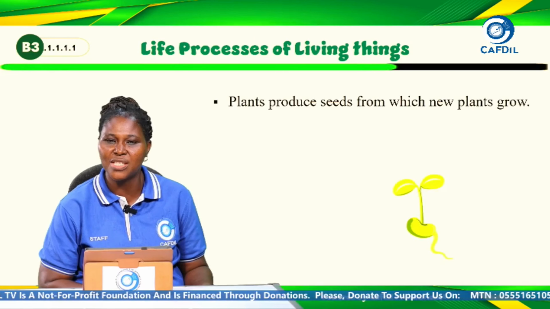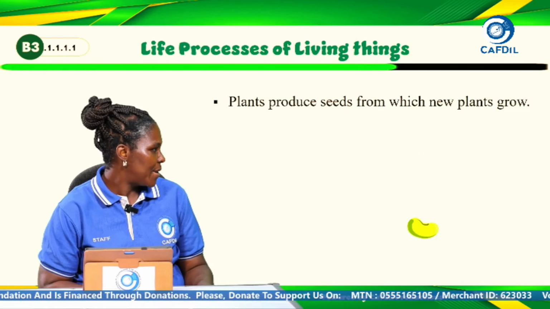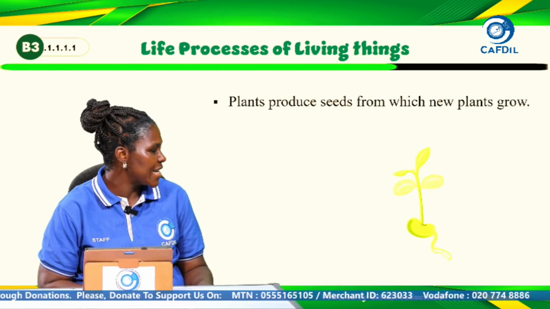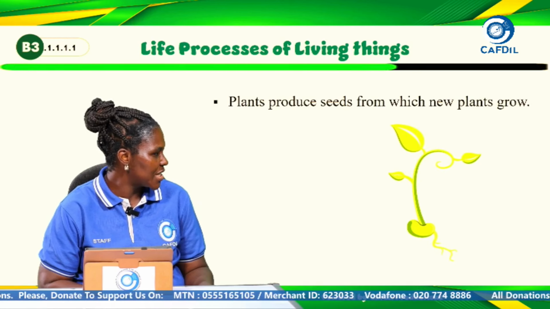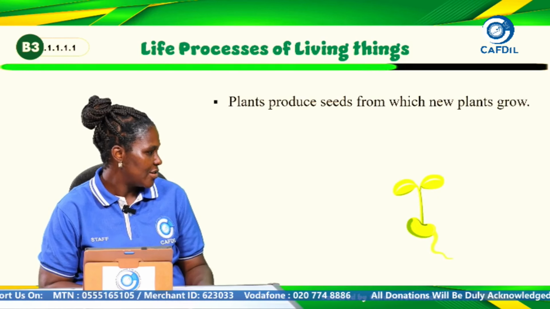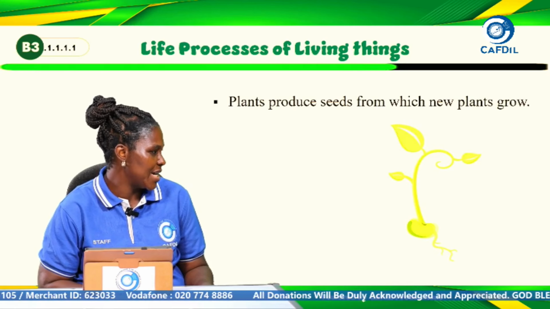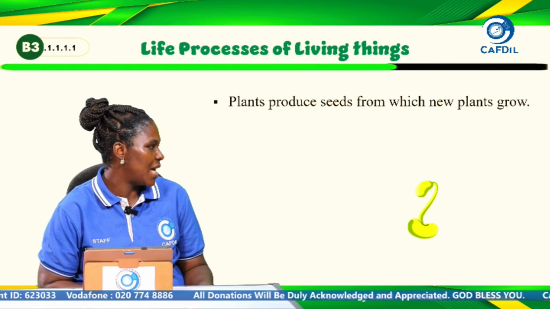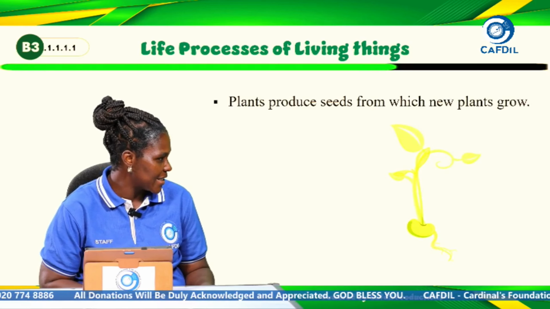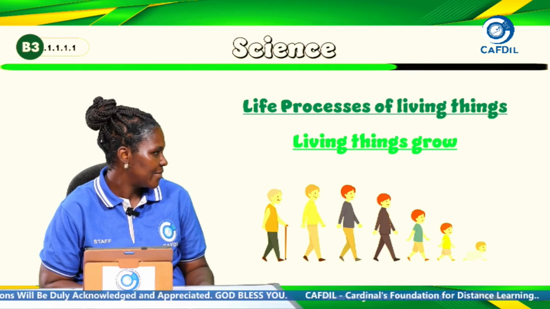Plants produce seeds from which new plants grow. So when the seed is ready, you put it in the soil, you water, it takes sunlight and food in the soil, and it will grow and become a big plant. So plants produce seeds from which new plants grow. Look at this plant. Good.